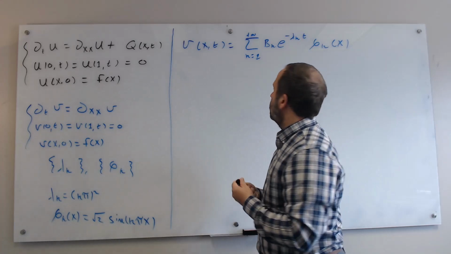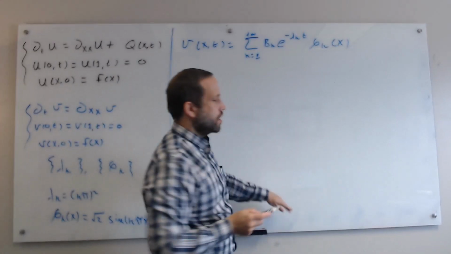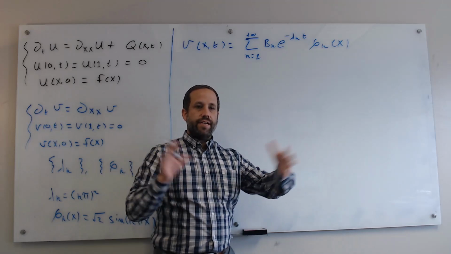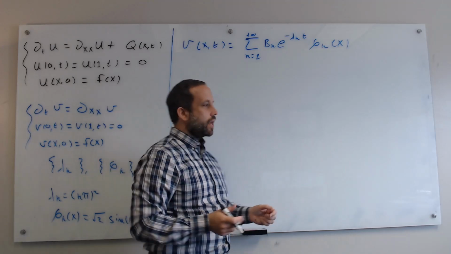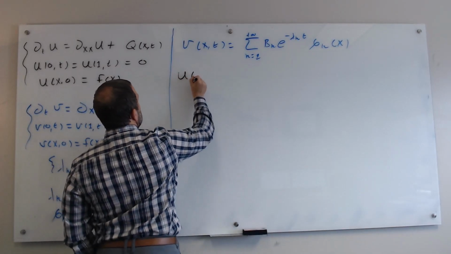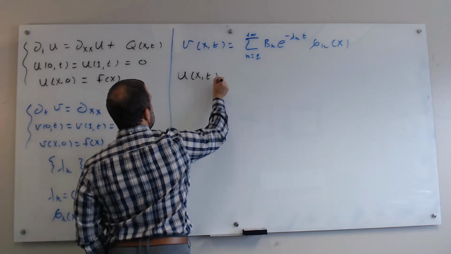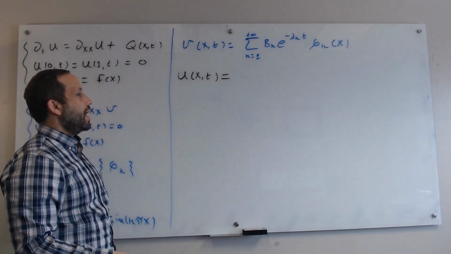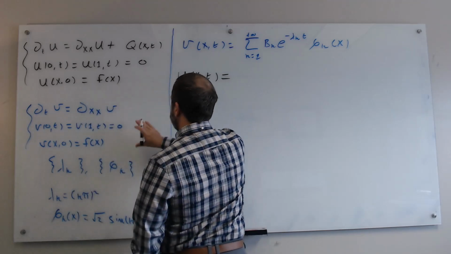So what we know then, and I'm just going to warn you, the notation here gets pretty heavy. There's going to be a lot of summations, integrations, summations, stuff like that going on. I just want to warn you. So u of x,t, for any fixed value of t, we can expand this in the eigenfunctions for the homogeneous problem.